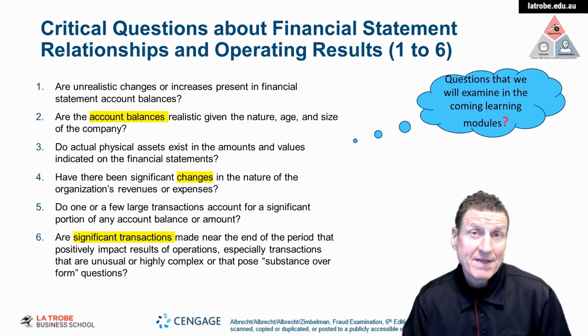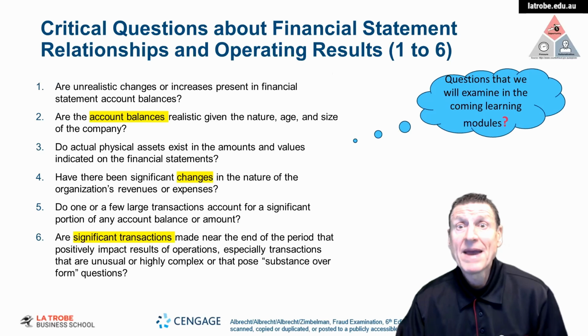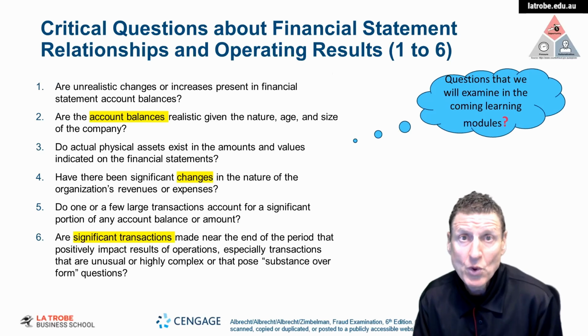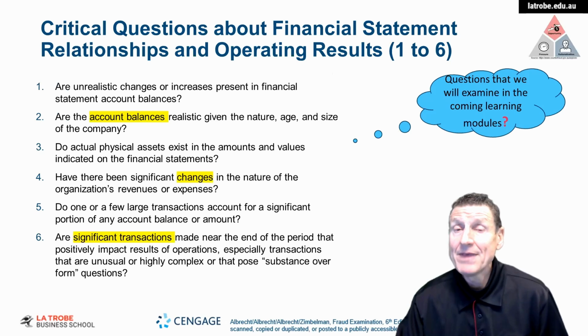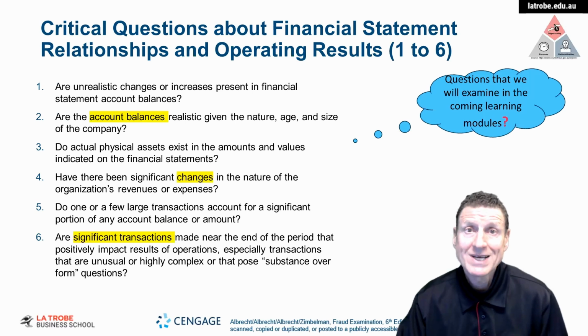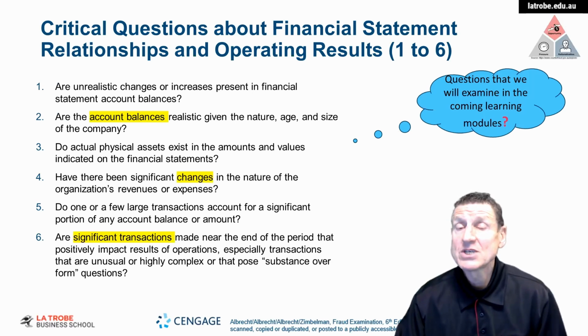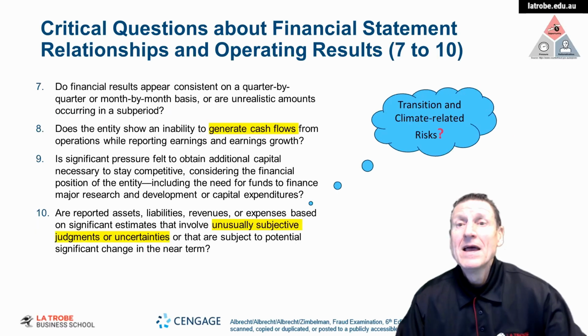The last part of this video, I want to briefly go through the critical questions about financial statement relationships and operating results. These are questions that we will examine in the coming learning modules. Stuff like, are the account balances realistic? Have there been significant changes in the nature of the organization's revenues? And I've already given you an example of Woolworths through horizontal analysis. Are significant transactions made near the end of the period? And you'll learn more about that in Chapter 12 and Chapter 13.